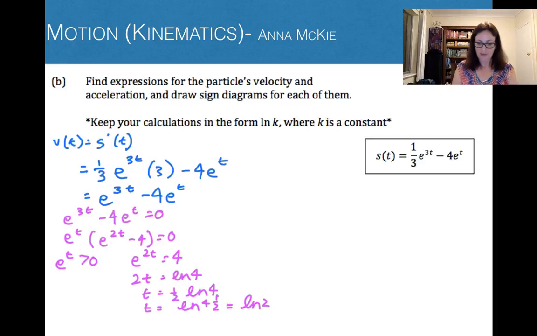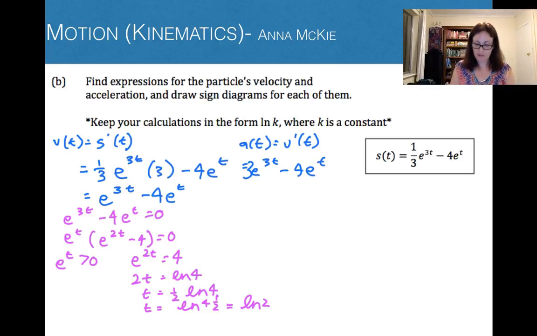So the second part we need to do is find the acceleration function, and that's the derivative of the velocity function. So we have a of t is equal to v dashed of t, and that's equal to differentiating this function here. So we copy and paste the e functions and differentiate the power. I'm just going to be cheeky and squish the 3 in there.